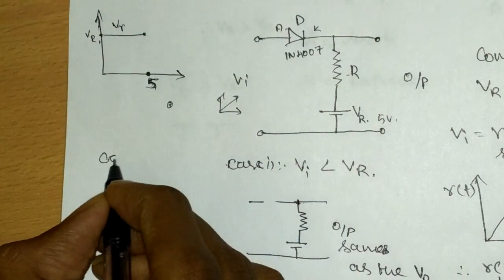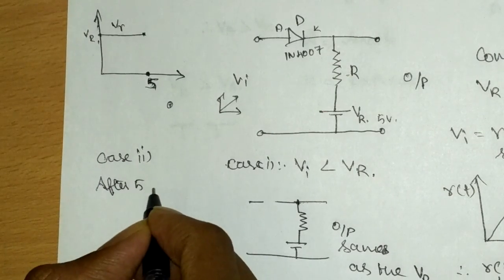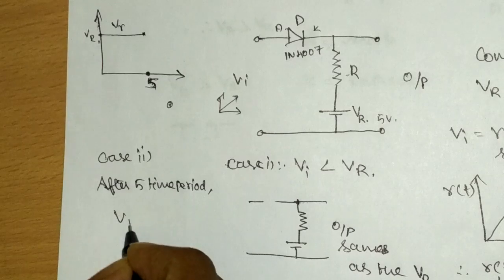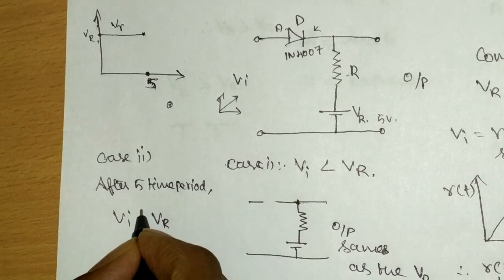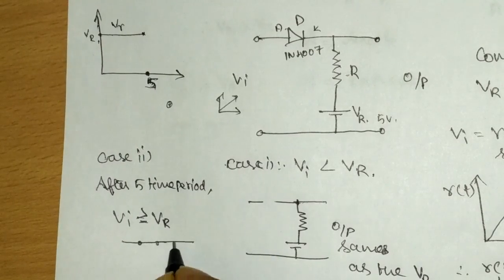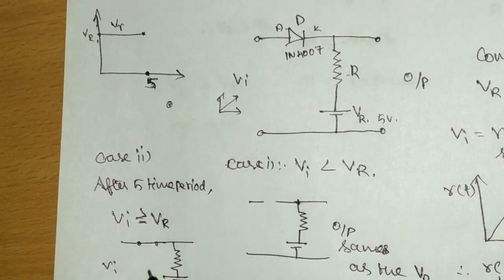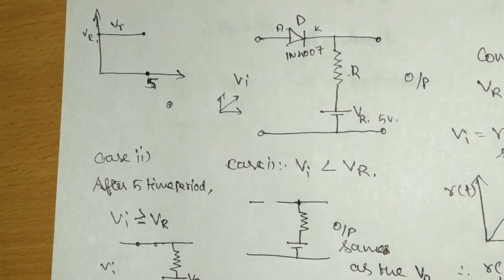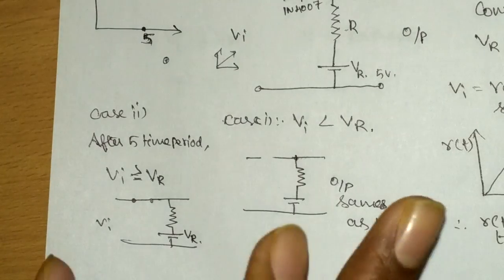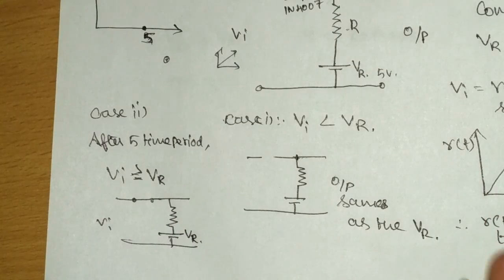Case 2: after 5 time periods, Vi is greater than or equal to VR. Then the diode looks like a short circuit. So now there will be a difference between Vi and VR. The difference of Vi and VR comes as the output of the diode comparator.